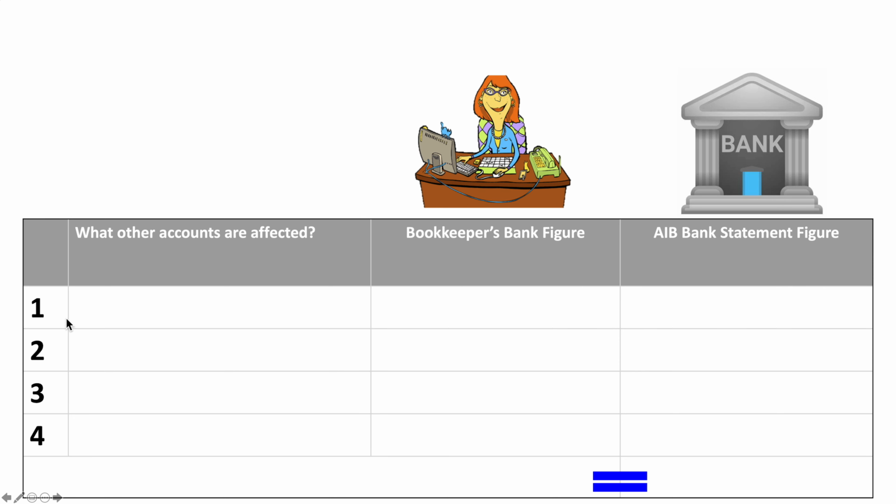So if you draw out this table in your workings, you should never get the bank figure incorrect again. You write out the number of adjustments here, so we've 4 adjustments in that. We'll have the bookkeeper's bank figure from the trial balance, and then we will have AIB's bank statement figure. I'm just going to say AIB so that you'll recognise that that is the bank's figure. Then you have a column here for what other accounts are affected. By the time you get down to the bottom here, we should have reconciled our bank figures. They should be the exact same figure then.